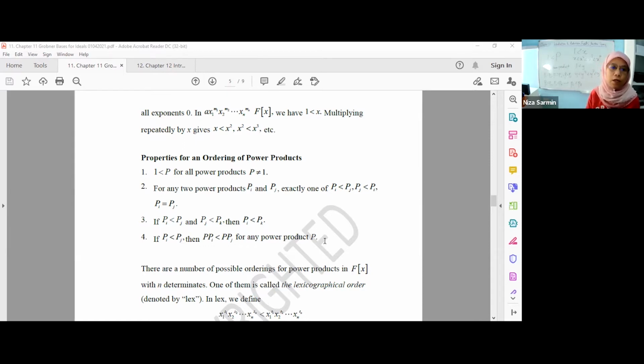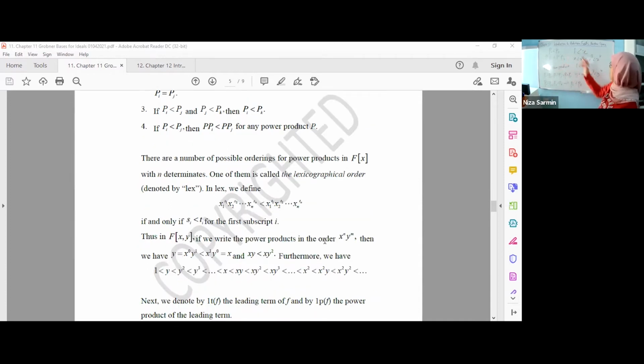And the last one is if you have PI less than PJ, then whatever it is you multiply in front, it will also be like the numbers, right? Like the numbers. Okay, go down.